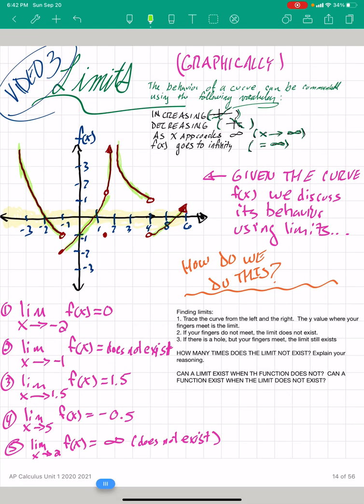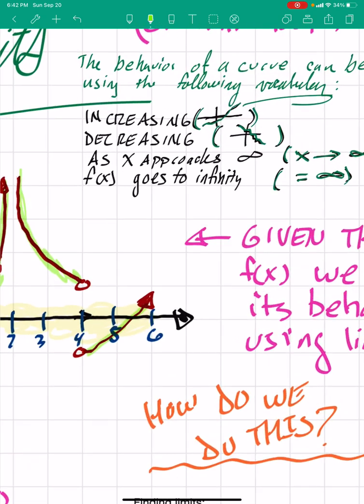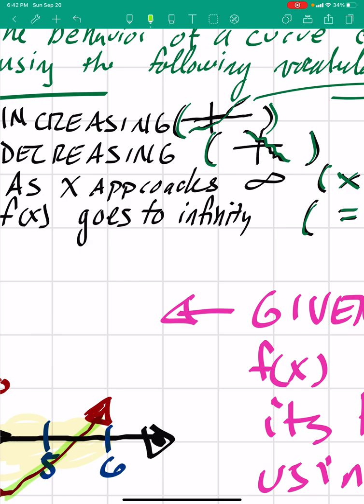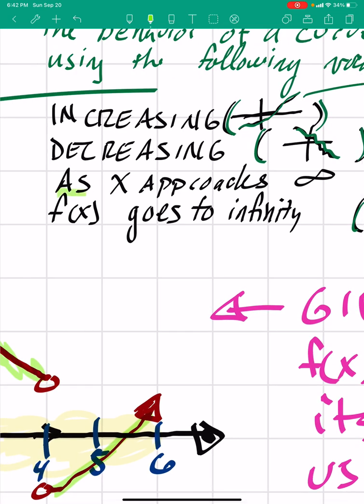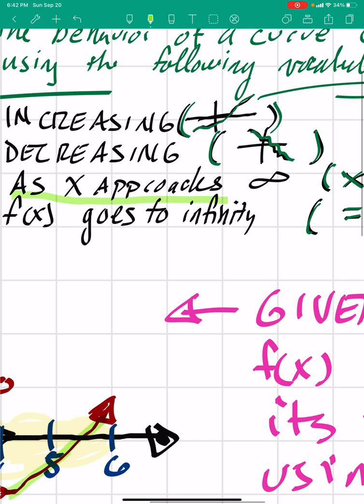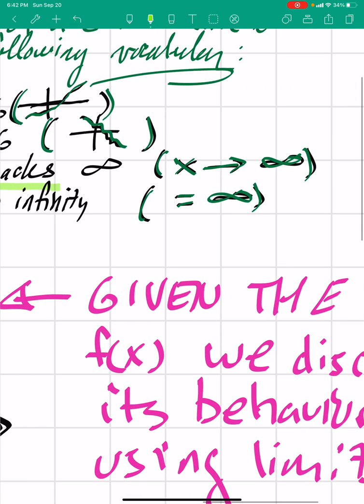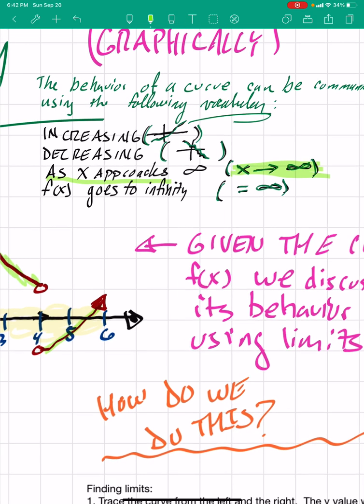So when we look at a function and we read it from left to right, we can refer to its movement as increasing and decreasing. Also, if we're talking about an x direction going on forever, we can say that x approaches negative infinity or x approaches positive infinity. So as you see here, if we show x with an arrow and an infinity sign, we read that as x approaching infinity, meaning as that function continues on forever.